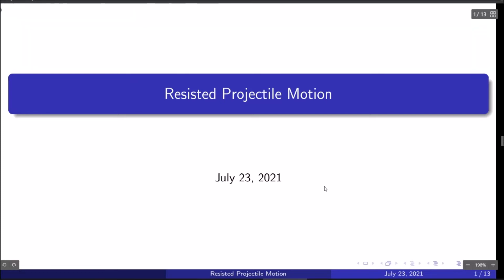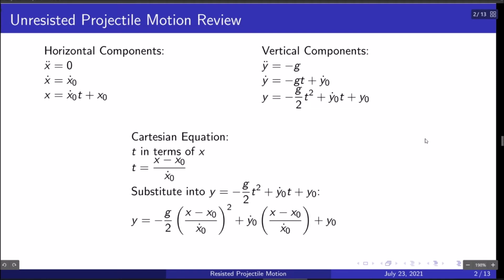Hi everyone, today we are going to have a look at resisted projectile motion. So apart from gravity, we're also going to look at how air resistance affects the motion of an object being projected through the air. Okay, so before we go into it, let's have a quick recap on regular projectile motion with no air resistance.